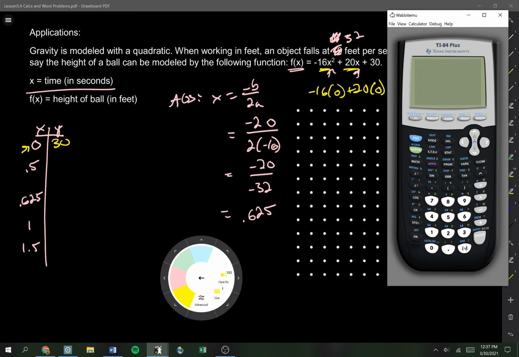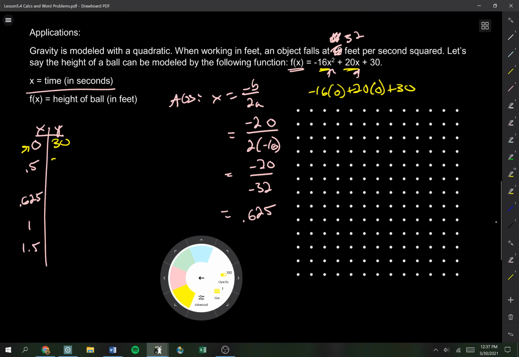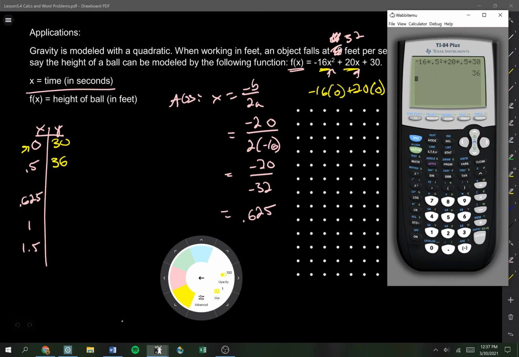If I plug in 0.5 for x, it's negative 16 times 0.5 squared plus 20 times 0.5 plus 30. This is at 36 feet. Let's plug in 0.625. 0.625 is going to be the vertex. If I do negative 16 times 0.625 squared plus 20 times 0.625 plus 30, I get 36.25.